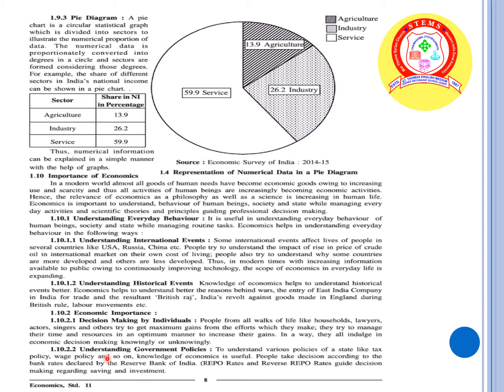Second one, we have understanding government policies. To understand various policies of a state like tax policy, wage policy and so on, knowledge of economics is useful. People take decisions according to the bank rates declared by the Reserve Bank of India, that is repo rate and reverse repo rate, which guide decision making regarding saving and investment. So the next one is understanding government policy. What are the policies taken by the government?